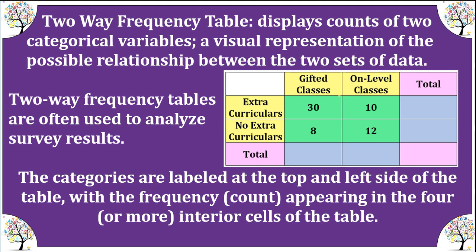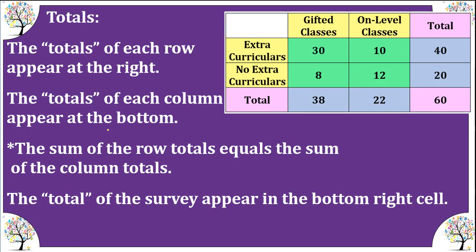Now, sometimes we could have 3 categories going across the top or down the left side. So we are looking here and we are seeing if there is an association between folks that take gifted classes and extracurriculars. So let's take a look at the 3 totals that we have in this frequency table.